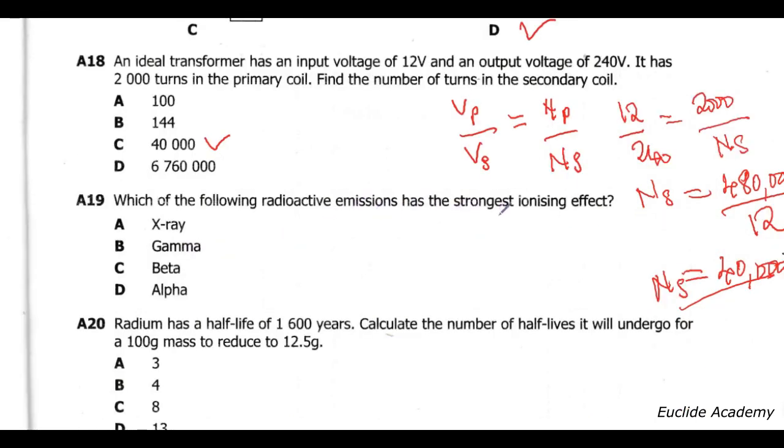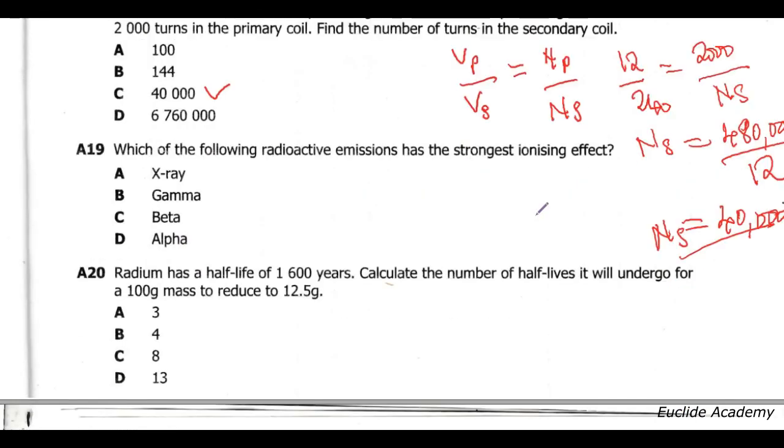Which of the following radioactive emissions has the strongest ionizing effect? So for the strongest ionizing effect, we've got X-rays, gamma rays, and beta. These are forms of radiation, and they have different properties in nature.